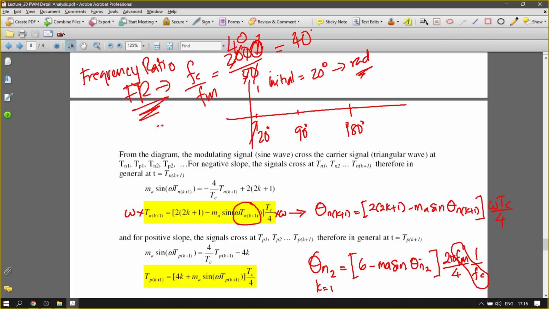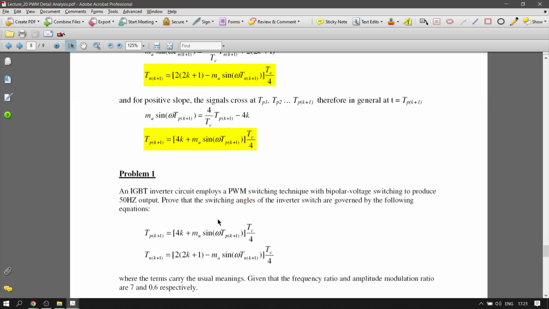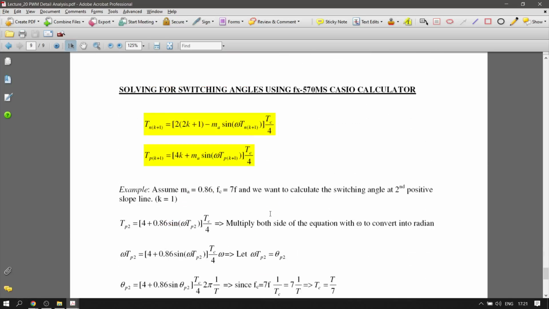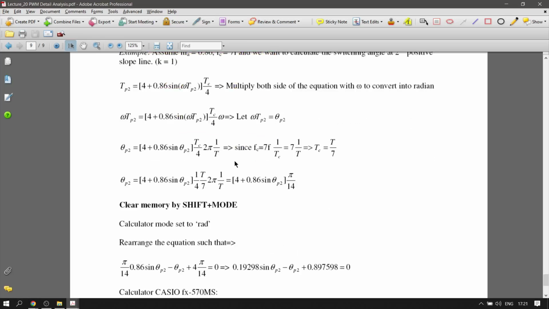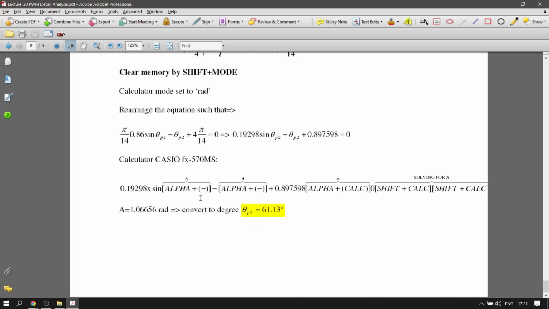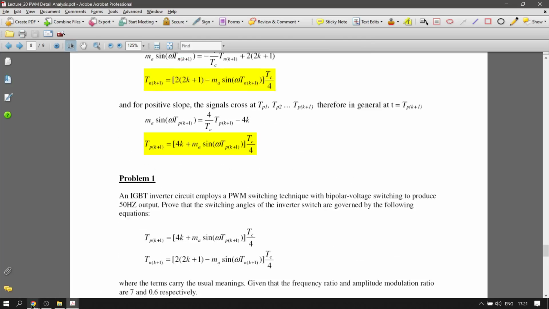Okay, so I have gone a bit over 1 hour. We cannot go longer. Okay, no worries. I will share the file, you can check whether it is there. Solving for switching angles using the FX50 Casio calculator, it is here. You can try. There are some equations. Try it here. Only the proper questions on the PWM. Right? So that's all. Any questions?